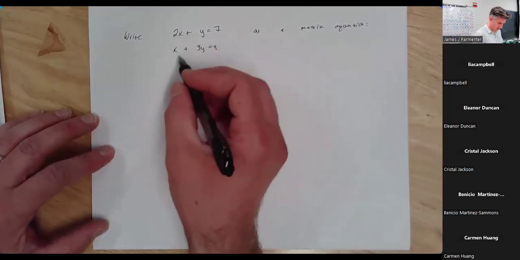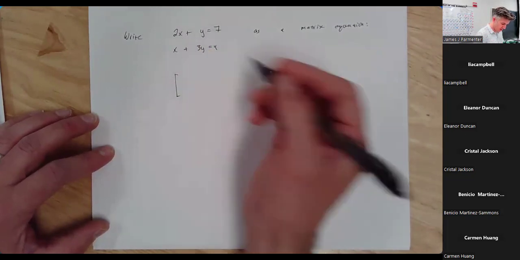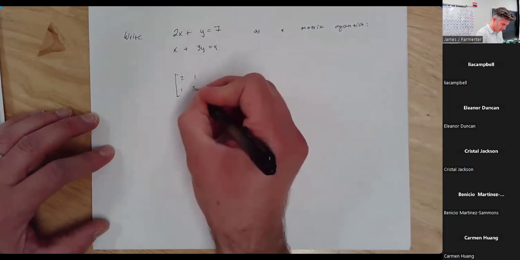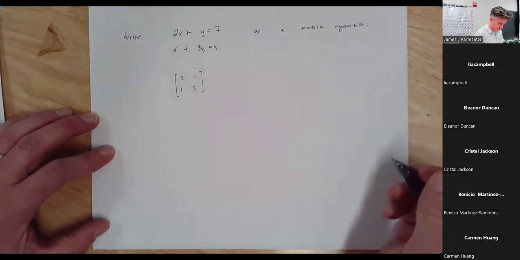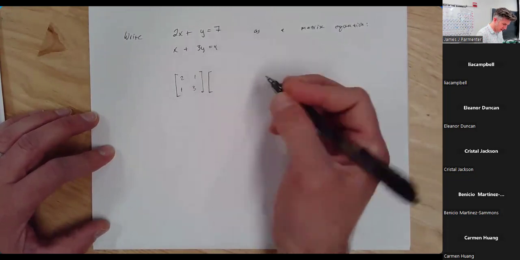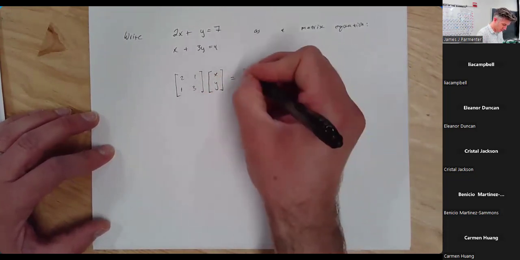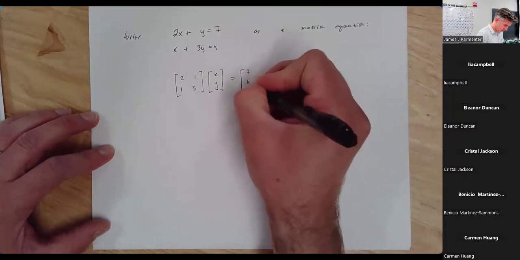So I have a 2 by 2 matrix. I have a 2 here, a 1, and a 3. That 2 by 2 matrix is getting multiplied by the variable vector x, y. And it's equal to 7, 4.